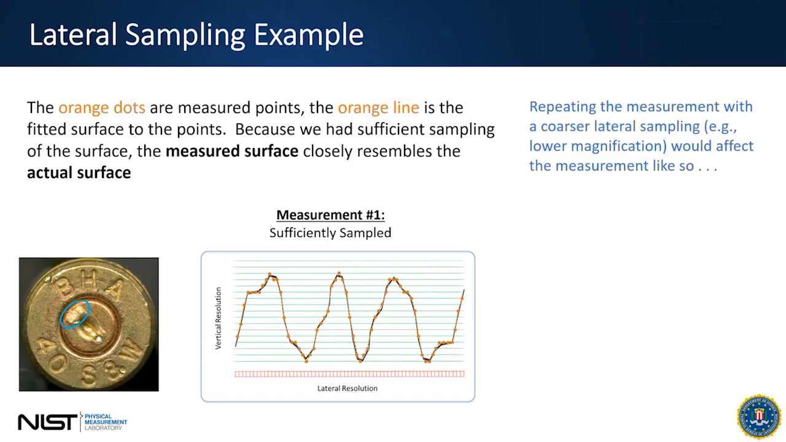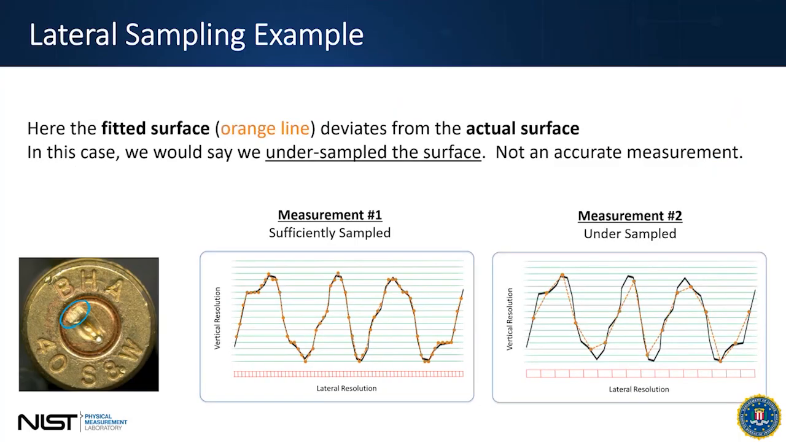But if we repeat this with, let's say, a lower magnification or a lower resolution, then now you start having differences in what that surface looks like, because the orange line, again, is the end result of that instrument and the measurement. You can see it no longer follows that surface as accurately as it did in the first measurement. And some instruments allow you to adjust the lateral resolution. So these are the things you have to be aware of when you start taking measurements.